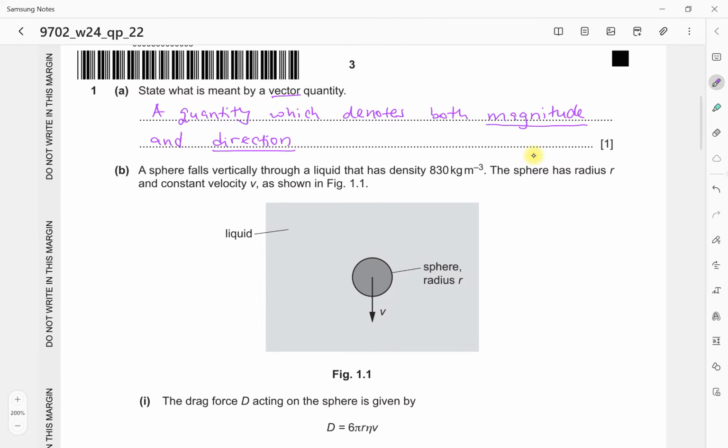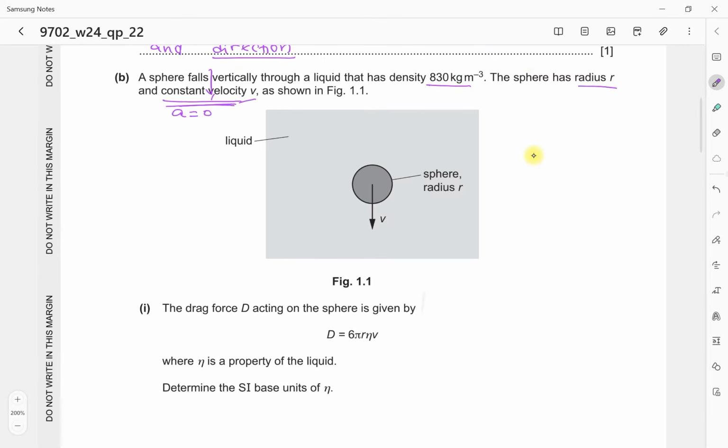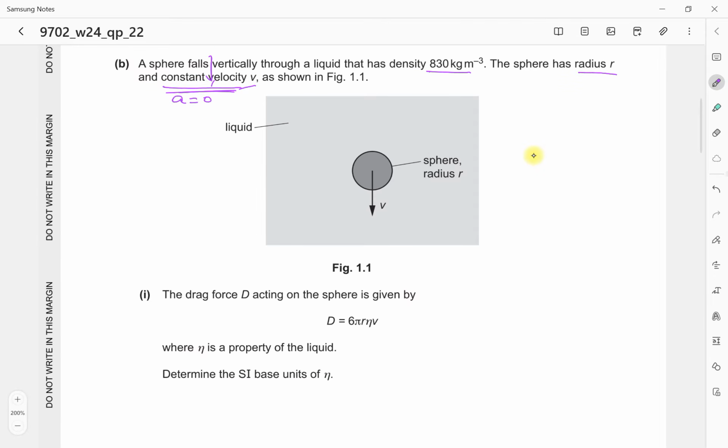A sphere falls vertically through a liquid. It is falling, so it is going downwards. The density of the liquid is 830 kilograms per meter cubed. The sphere has a radius of r and a constant velocity v. The velocity is constant, which means the acceleration is 0. The drag force D is like friction, and friction occurs when there is relative motion. Since motion is downwards, we can predict that the drag force D must be upwards on the sphere because it tends to oppose the motion.